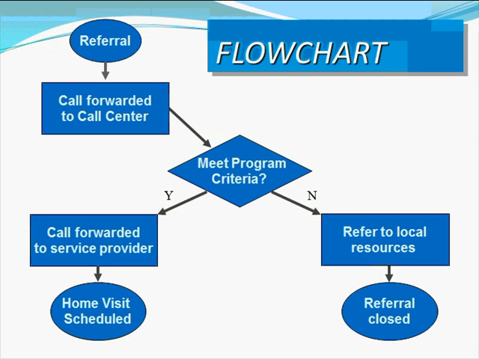Diamonds are used when there's a question to be answered and a decision to be made. So in this case, we're asking if the referral meets program criteria. And if yes, we take one course of action, and if no, we take a different course of action. And then last, we have squares represented on here as action steps, which means something is actually happening as part of the process.